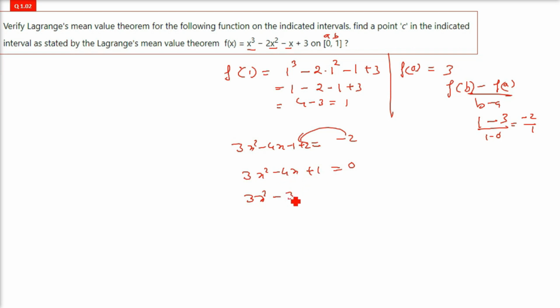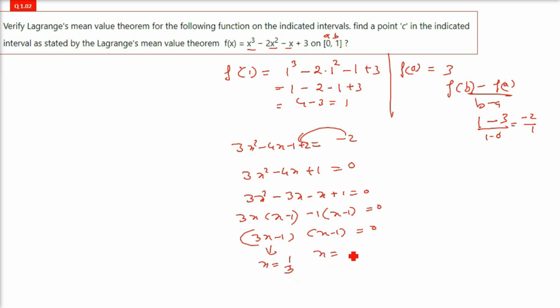So 3x square minus 3x minus x plus 1 equals 0. You can take 3x common, it will be x minus 1. You can take minus common here, x minus 1 equals 0. So you'll get (3x minus 1) and (x minus 1) equals 0. You'll get x is equal to 1 by 3, and here you'll get x as 1.